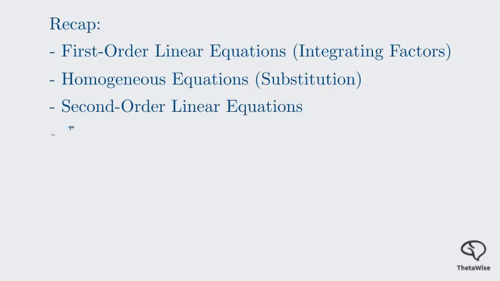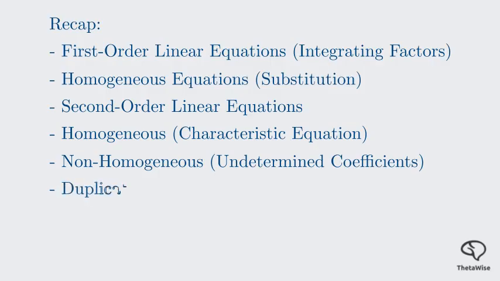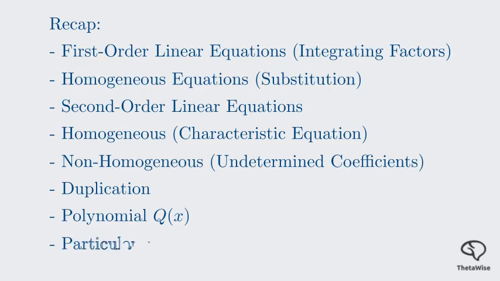For second-order equations, you now know how to find the characteristic equation to solve the homogeneous part, and how to use the method of undetermined coefficients to find the particular solution. Remember the importance of checking for duplication. It's a common trap, and failing to adjust your trial solution will lead to an incorrect answer. And finally, for particular solutions, you've seen how initial conditions are the key to finding the specific curve that satisfies a differential equation.